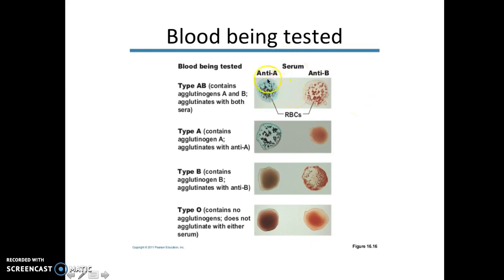This was the same picture as before, but now that we understand the antibodies in the serum that they give, let's say this person was A, right? This is the blood. When they give them anti-A, that's A antibodies, and then it agglutinates because they agglutinate with one another.